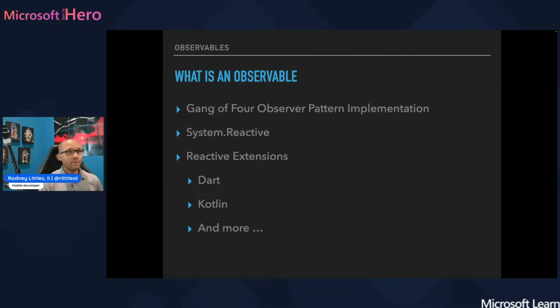So that kind of begs the question of what is an observable? An observable is from the Gang of Four patterns. It's basically just the observer pattern and an implementation of it. System.Reactive is a .NET specific implementation of reactive extensions, which are across pretty much every language you could want to write code in. Dart, Kotlin, PHP has it, for God's sakes. I mean, every single language that you could probably want to write a modern application in supports reactive extensions.